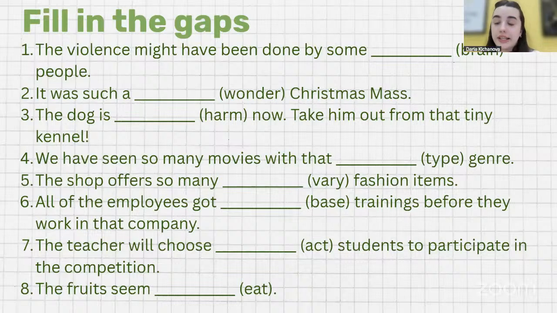So now let's choose the correct suffix for each gap. Let's start with the first, and here we have the sentence: The violence might have been done by some brain people.